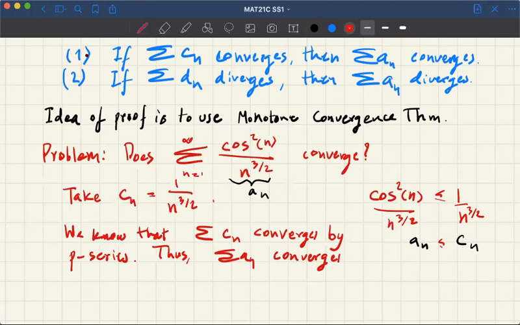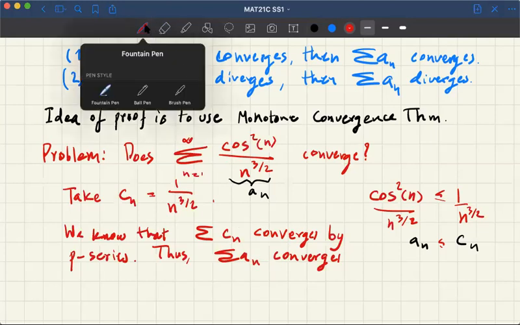By the first result here, right? Here I'm using this one. Cn converges. So does AN. Any question about this? You see that I compare it to something that I know converges.